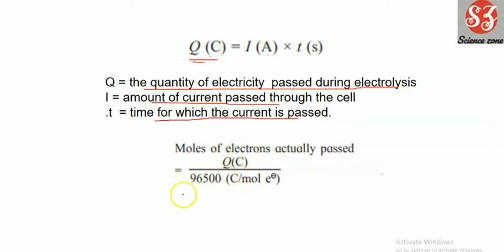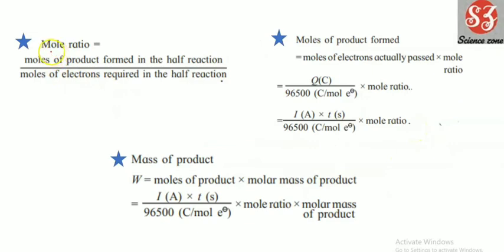So Q in coulombs divided by 96500 coulomb per mole of electrons will give you the moles of electrons actually passed in that electrolysis. Okay. Next important formula is mole ratio. Mole ratio is equal to moles of product formed in the half reaction divided by moles of electrons required in that half reaction. How many moles of product you have formed in that electrolysis reaction, and what amount of electrons you required to form that product, will give you the mole ratio.